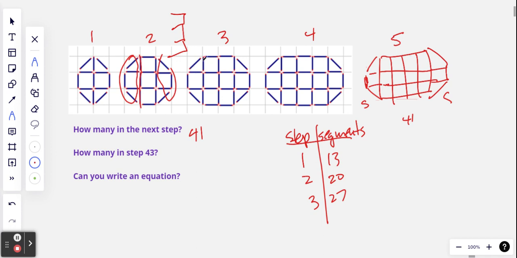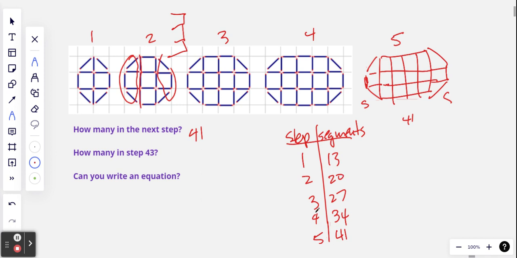Let me just double check that really quickly by hand. 1, 2, 3, 4, 5, 6, 7, 8, 9, 10, 11, 12, 13, 14, 15, 16, 17, 18, 19, 20, 21, 22, 23, 24, 25, 26, 27. Yeah, this is working out the way I thought it would. Okay. So in step 4, we're going to have 34. Pause and count if you want to double check me on that. And then in step 5, we're predicting 41.